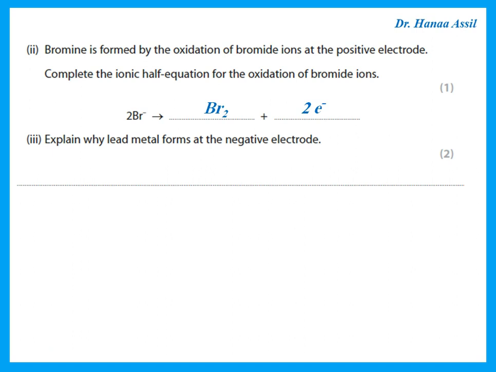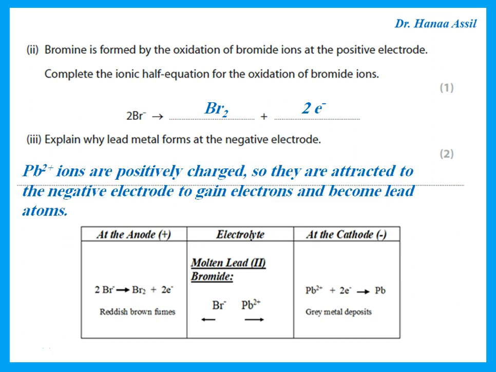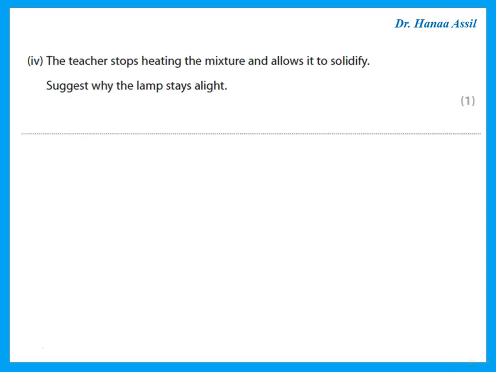Explain why lead metal forms at the negative electrode. Of course, when we do electrolysis of molten lead bromide, the lead is a positive ion. Now, it goes to which one? It goes to the negative electrode. So the lead ions are positively charged. They are attracted to the negative electrode. And remember, the positive goes to the negative to gain electrons. And it becomes lead atoms.